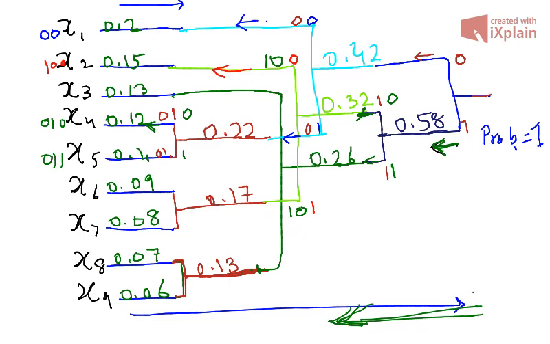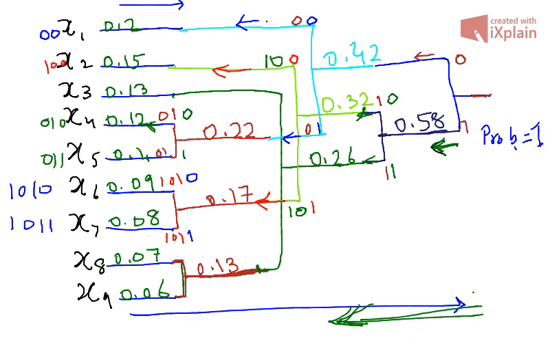And if you go back here, 101 is coming from the back. Now again you assign a 0 in the upper branch and a 1 in the lower branch. So you have 1010 as the code for x6, and 1011 as the code for x7.